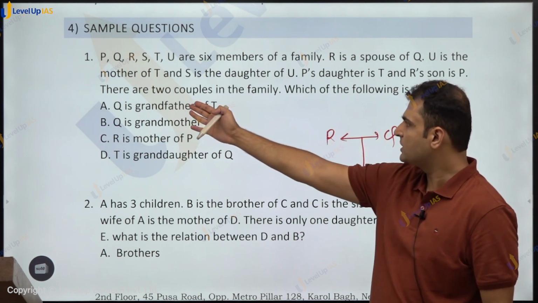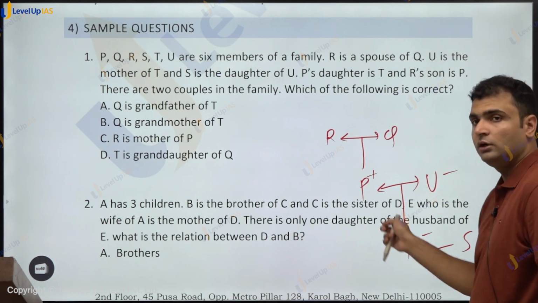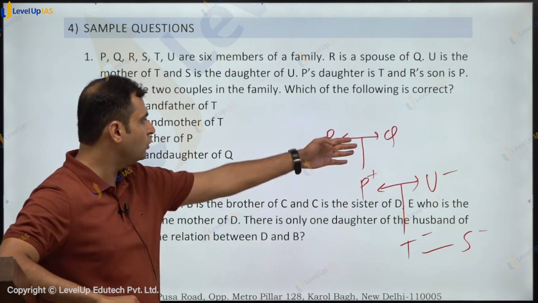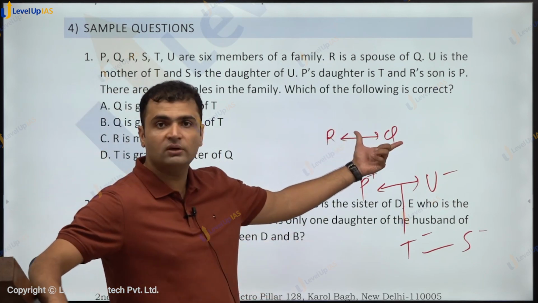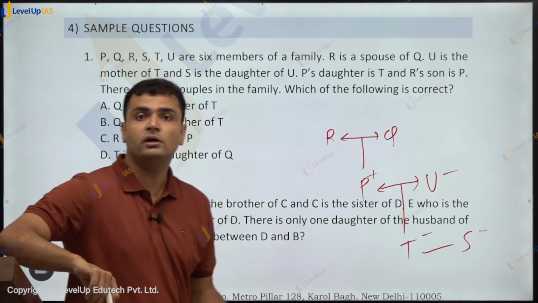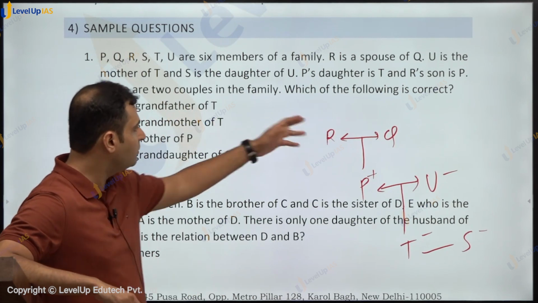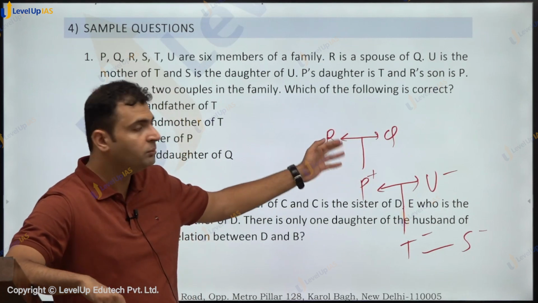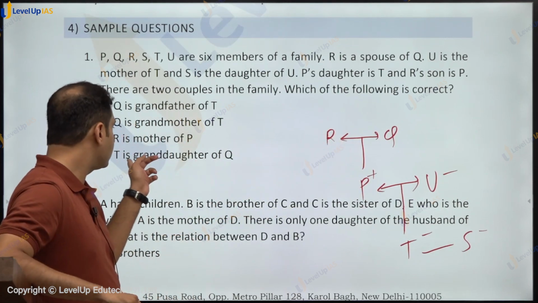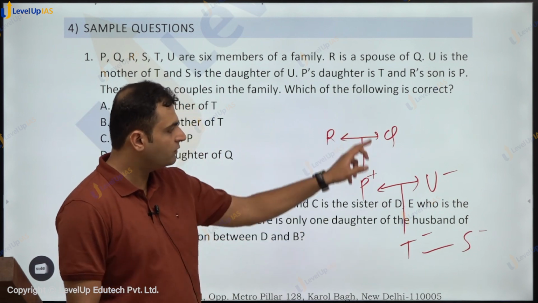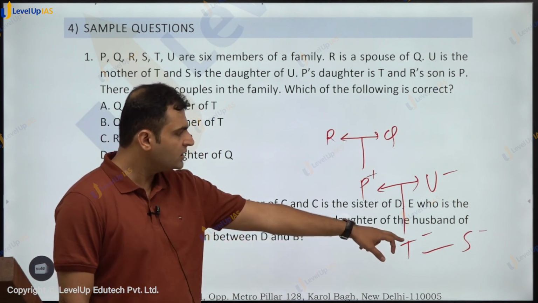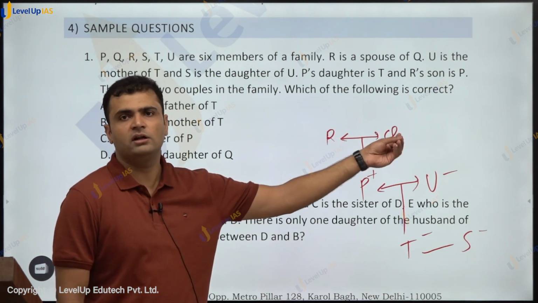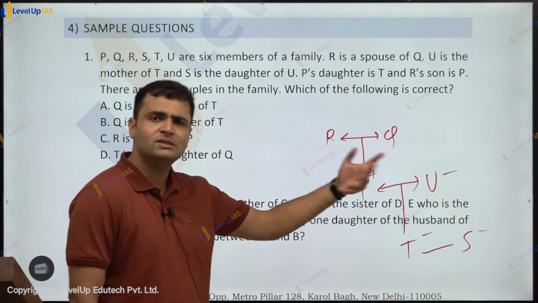Right? Option number A, Q is grandfather of T. Fine. It is grandparent for sure. But can we be sure about Q is grandfather or grandmother? No. Genders are not given. They are only saying R is spouse of Q, not the gender. So one is not correct. Q is grandmother of T. Not correct. R is mother of P. That is also not true because gender of R is not known. Last, T is granddaughter of Q. That is definitely true because she is a female, so she is a daughter and she is a granddaughter. Because doesn't matter if Q is grandmother or grandfather, T is always granddaughter.